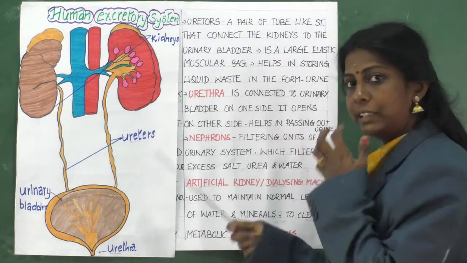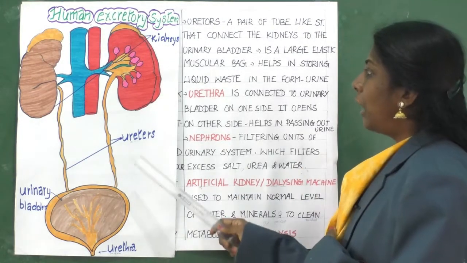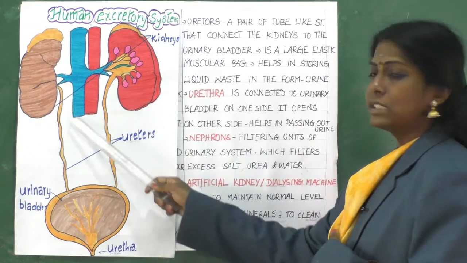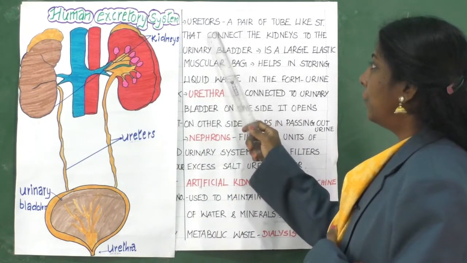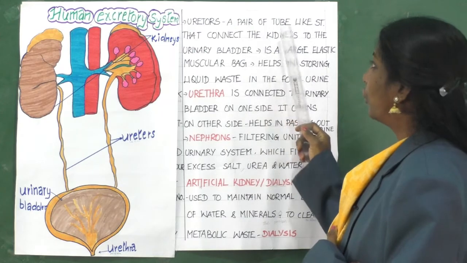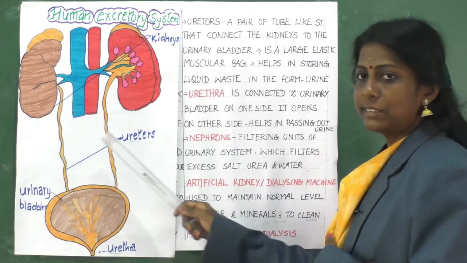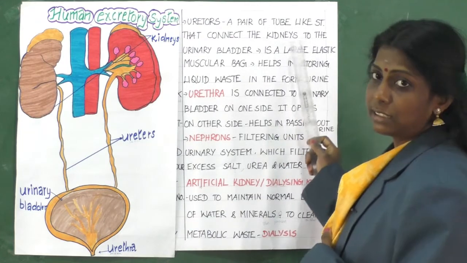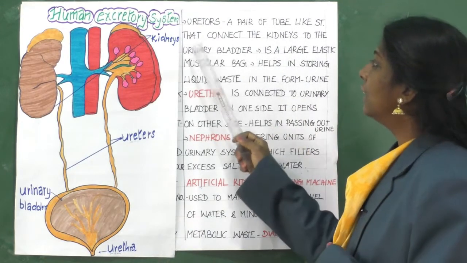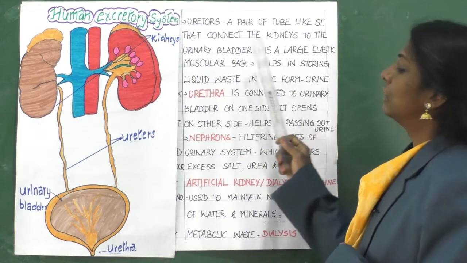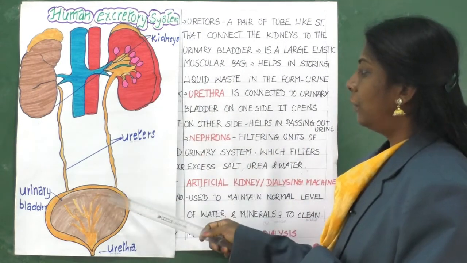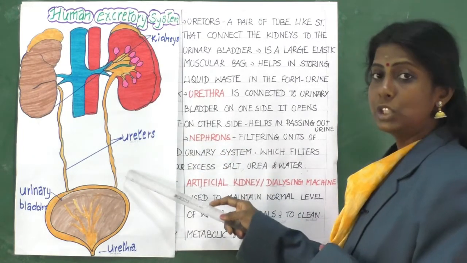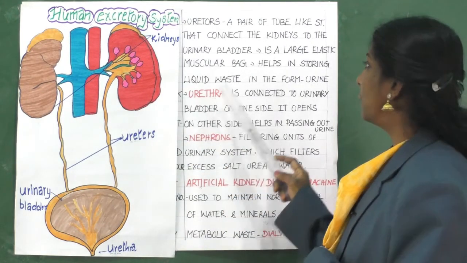Now let us learn about the ureter. As I said, this tube-like structure is the ureter. This is nothing but a pair of tube-like structures. Two are there, is it not? A pair of tube-like structures that connect the kidneys to the urinary bladder. So the kidney and urinary bladder are connected by this tube. The tube is said to be a ureter.